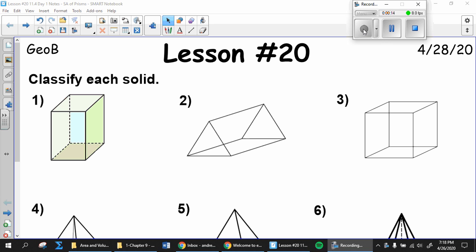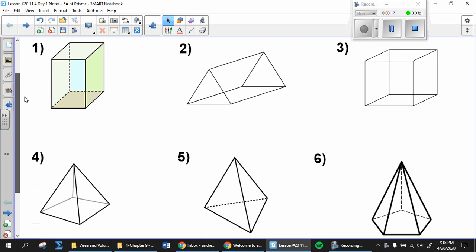So to get started, I want you to take these 6 solids here and go ahead and classify them. So name them. Remember, the name comes from the shape of the base. So pause your video, answer these 6 questions, and then unpause your video.